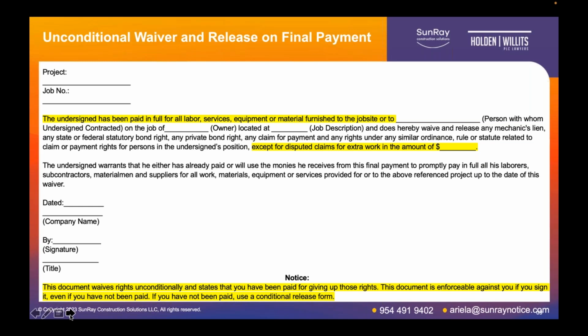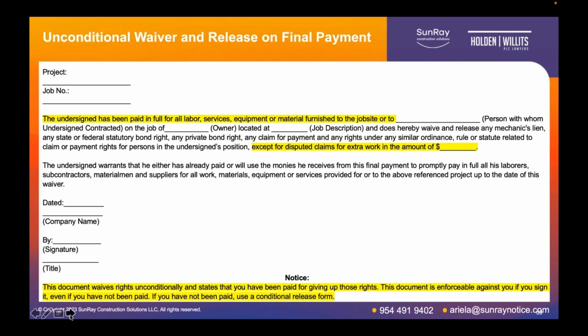And finally, the fourth and final type of lien waiver provided for in Arizona statutes is the unconditional waiver and release on final payment. And this is located in ARS 33-1008 D4. Because it's an unconditional waiver, it says the undersigned has been paid in full for labor, services, equipment, or materials furnished to the job site. So again, it's representing that payment has already been received, and that's part and parcel with an unconditional waiver.